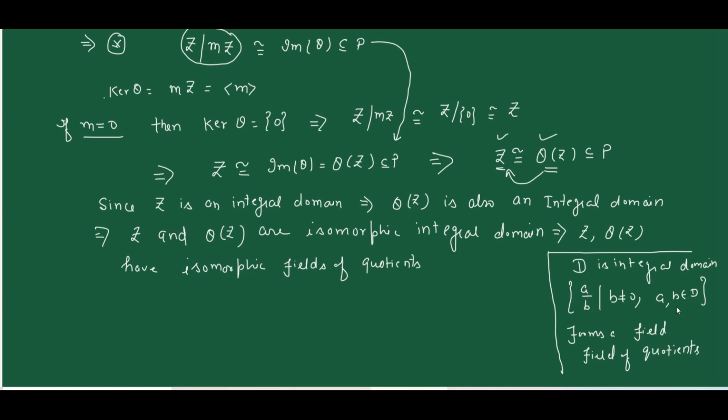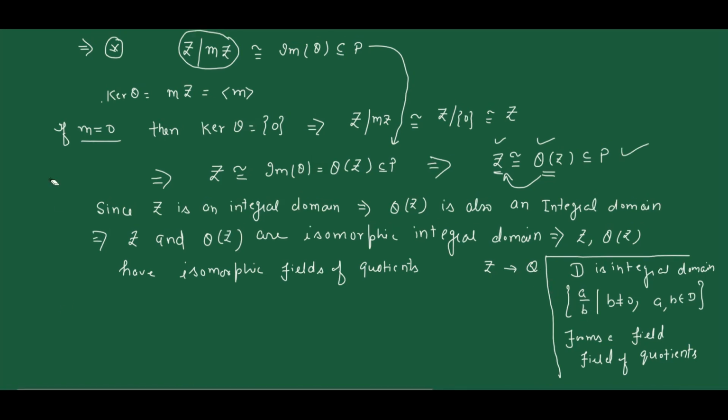So if D is an integral domain, collect all elements in the form A by B, where A and B are elements of D. These elements are in the form of quotients, and the collection of all these elements is a field, called the field of quotients. So if we take Z in place of D, because Z is also an integral domain, what is the field of quotients? Any guess? The field of quotients of Z is Q, because every rational number is of the form A by B, where A and B are integers.